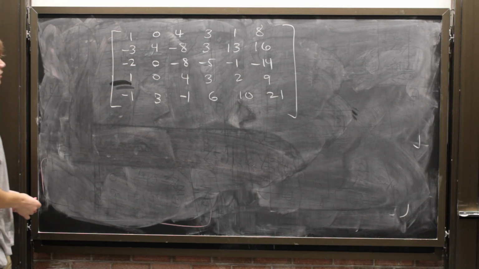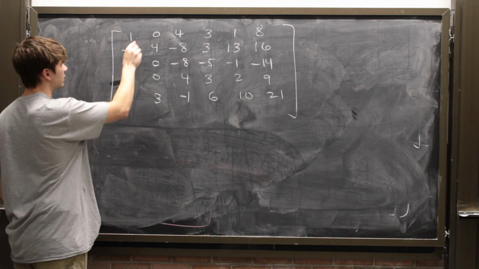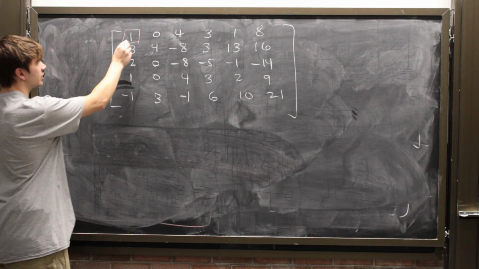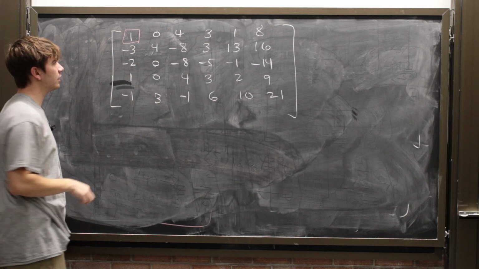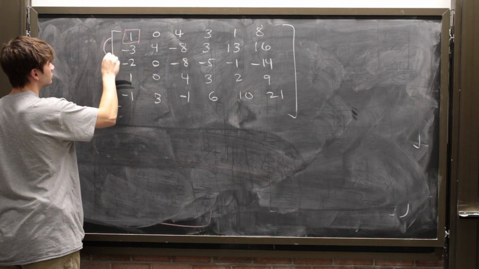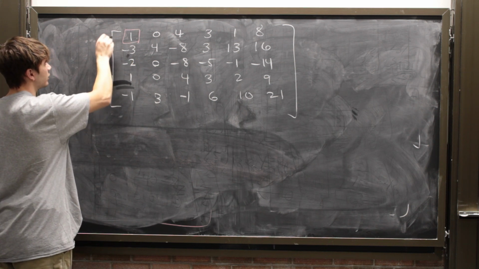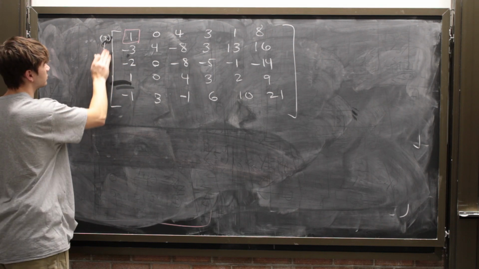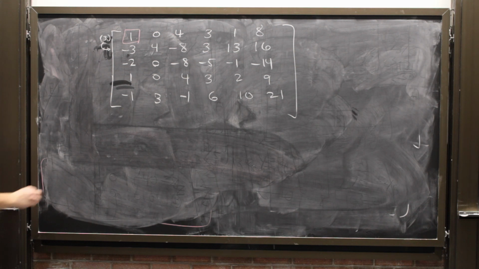All right, so let's apply the algorithm. Aha, so we already have a 1 here. So I'm going to start here. This is already a 1, so we're already in business there. So I'm going to use this 1 to destroy everything beneath it. How do I destroy the negative 3? Well, I want to multiply this equation by 3 and add it into the second row. Let me be careful about this.